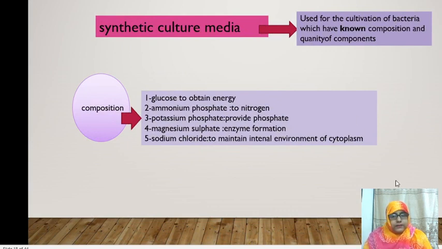Synthetic culture media. It is used for the cultivation of bacteria and has known composition and quantity of components. The quantity of each component is known. We know the exact purpose, we know which component we have to use: glucose for the purpose of energy, ammonium phosphate for nitrogen, potassium phosphate to provide phosphate, magnesium sulfate for enzyme formation, sodium chloride to maintain the internal environment of the cytoplasm, as ions they are used.